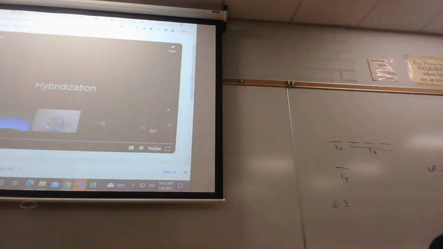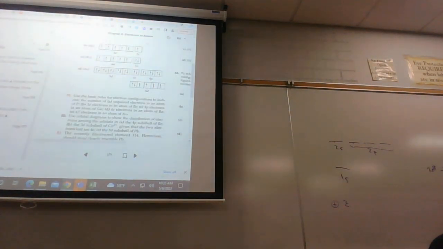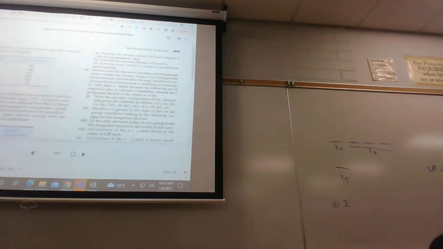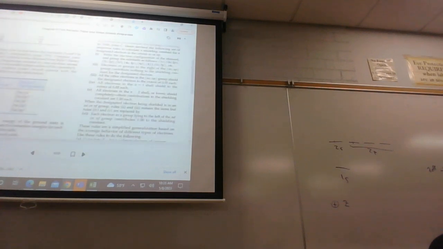Copper has a special configuration, 3d10 4s1. I think that was it. That is for copper, right? Oh, okay, no wonder I couldn't find it.